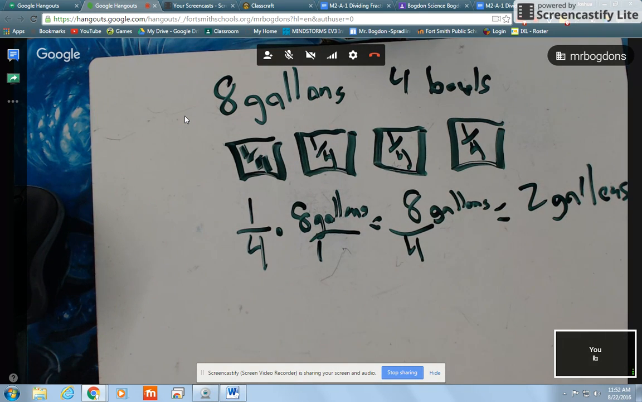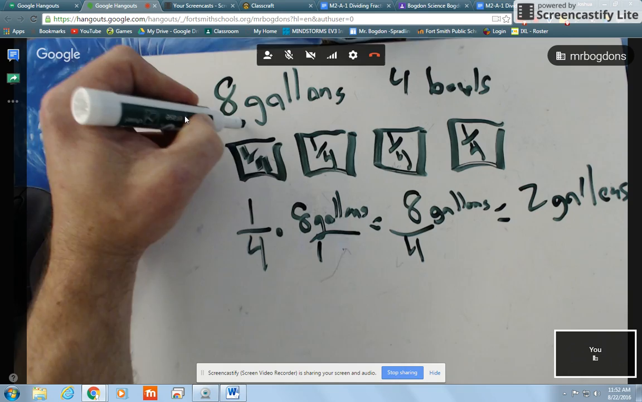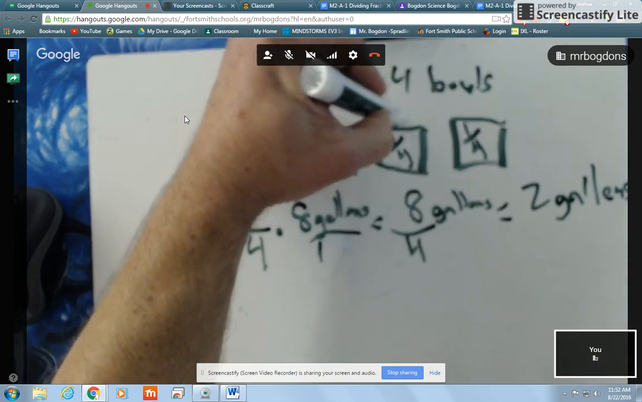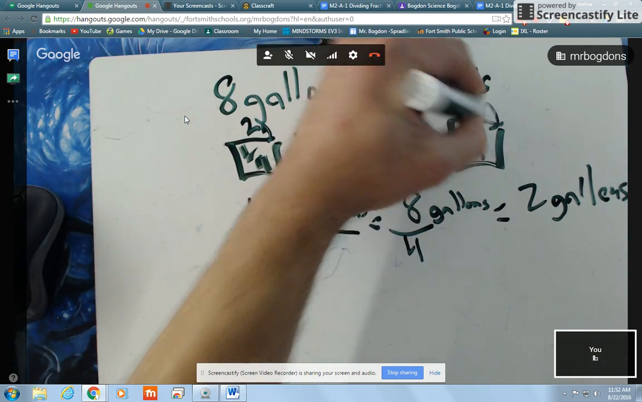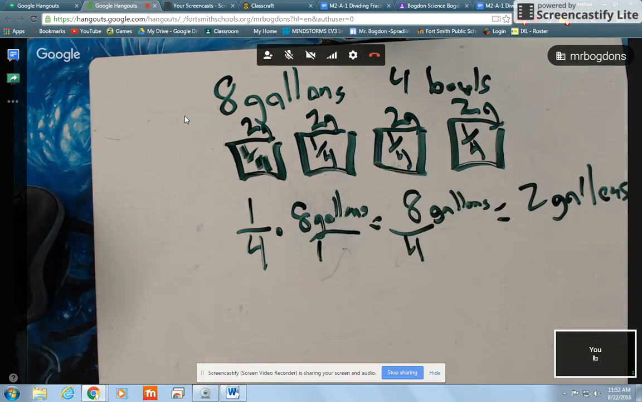Let's stop and see if that makes sense. If this was 2 gallons, 2 gallons, 2 gallons, 2 gallons, what is 2 plus 2 plus 2 plus 2? Miss Jones, come by the office, please. Miss Sheila Jones. So this answer makes sense.